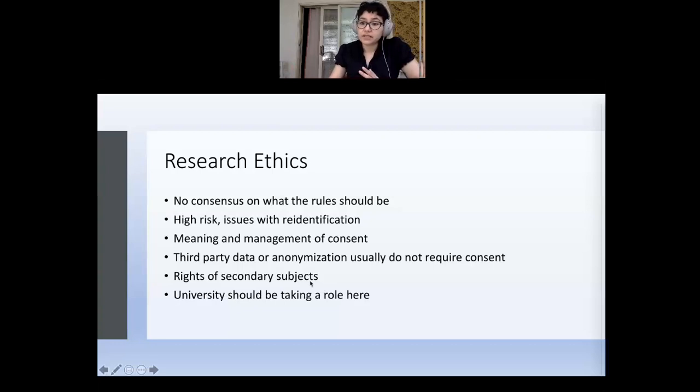And there's also rights of secondary subjects too. Like I mentioned before, maybe you're talking about a particular friend online, but they didn't consent to you talking about them, right? And so the university can play a larger role here. It isn't necessarily, but I think there are cool things coming out in that. And there is this book, Give Methods a Chance. They talk about big data as well, and I'll post additional resources on that.